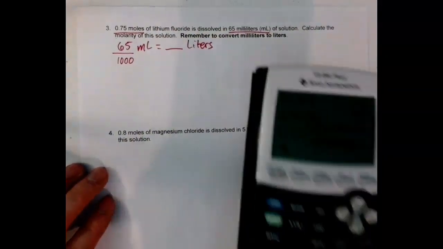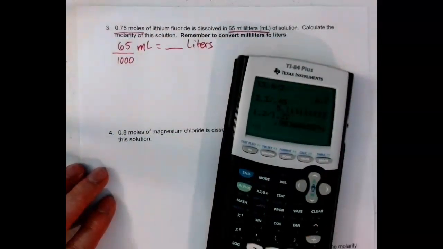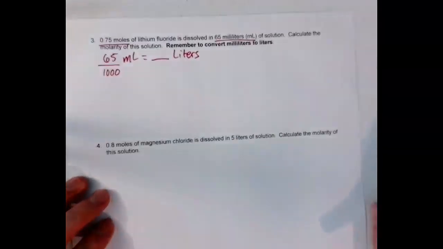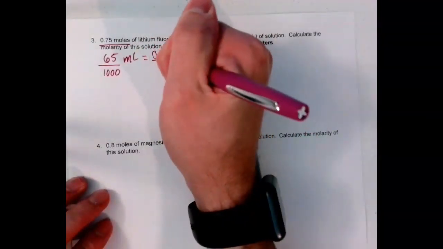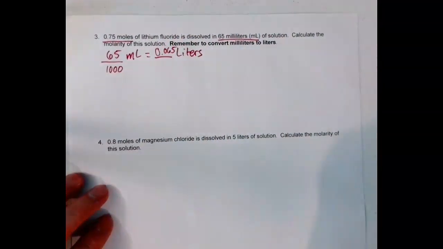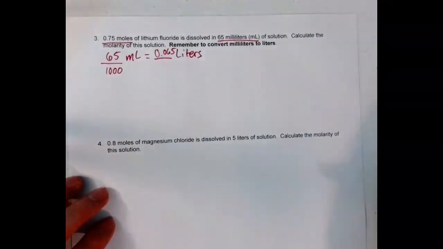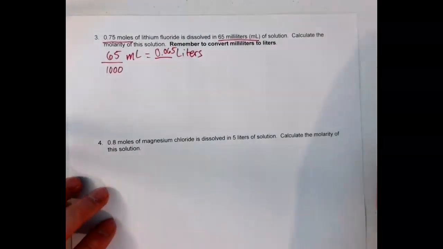Let's get out my calculator here. 65 divided by 1,000. That's going to get me 0.065 liters. Okay, so now I've got moles and liters. Well, milliliters, I changed it to liters.